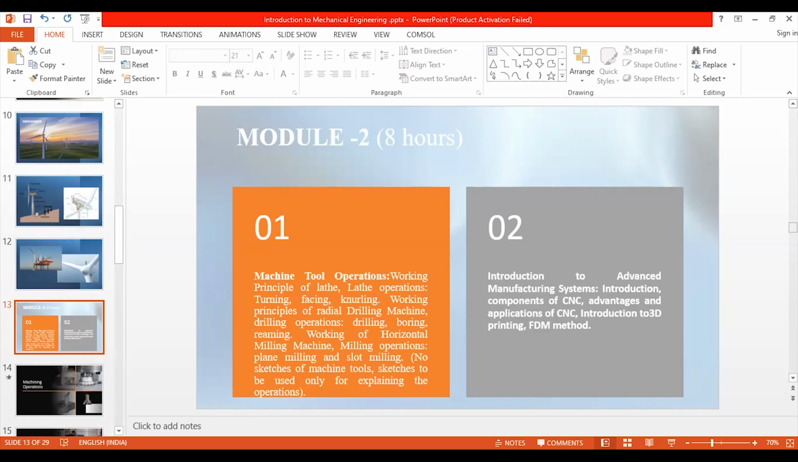Under Introduction to Advanced Manufacturing System, components of CNC, advantages, applications of CNC will be discussed, and Introduction to 3D Printing, FDM method.